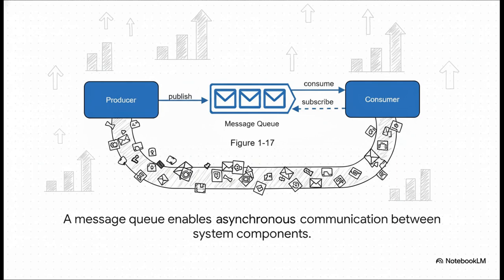It basically acts as a buffer or a shared to-do list between different parts of your system. A producer can add a message or a job to the queue, and then a consumer can come along and pick it up and process it whenever it's ready. The key is they don't have to communicate in real time.